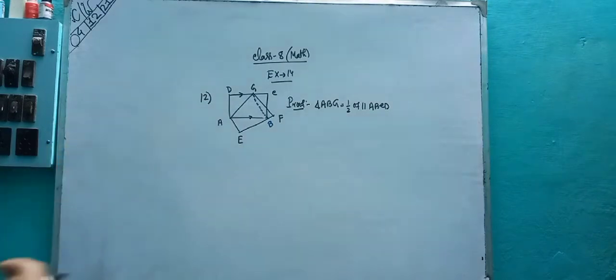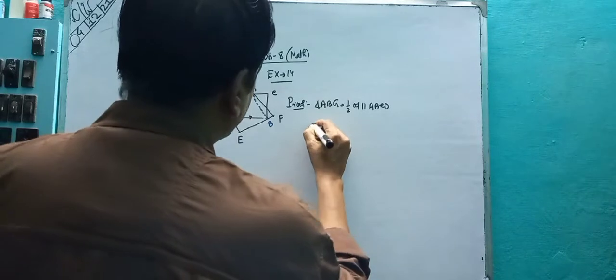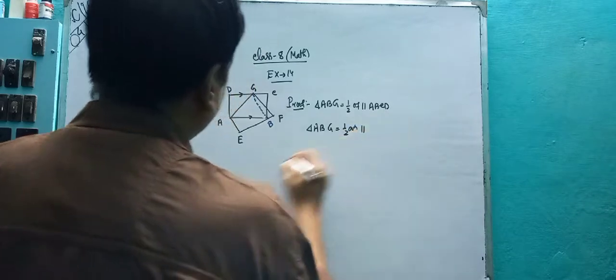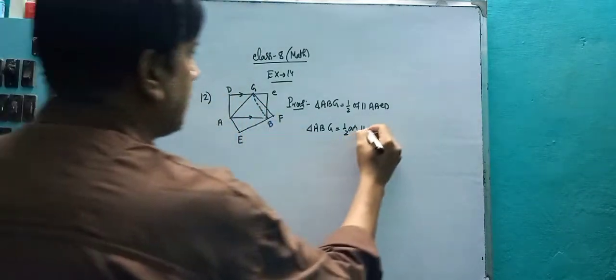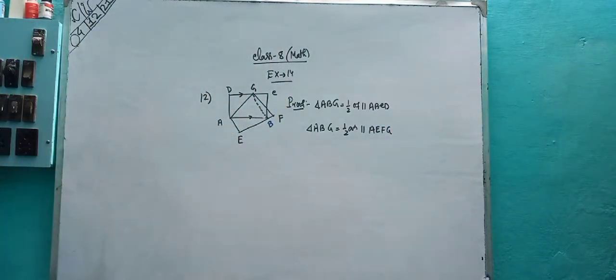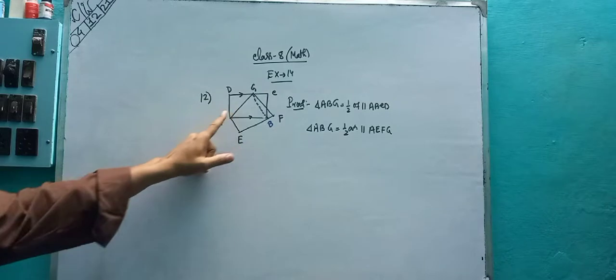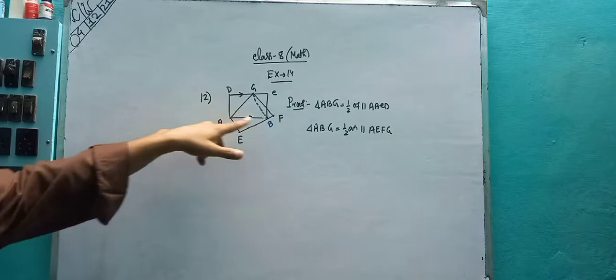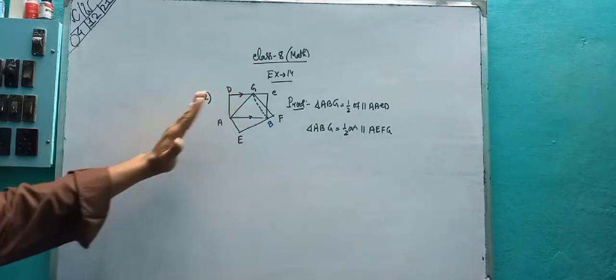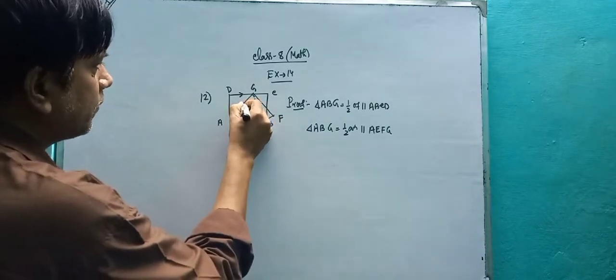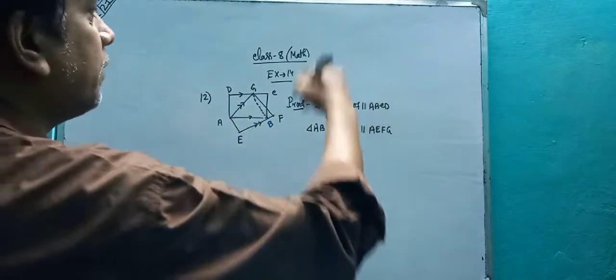In the same way, using the second part, you can also say that triangle ABG is half of the area of parallelogram AEFG. Why? Because AG is the base of this triangle and it lies between the same two parallel lines. This is also half. The left side is equal, the right side is equal.